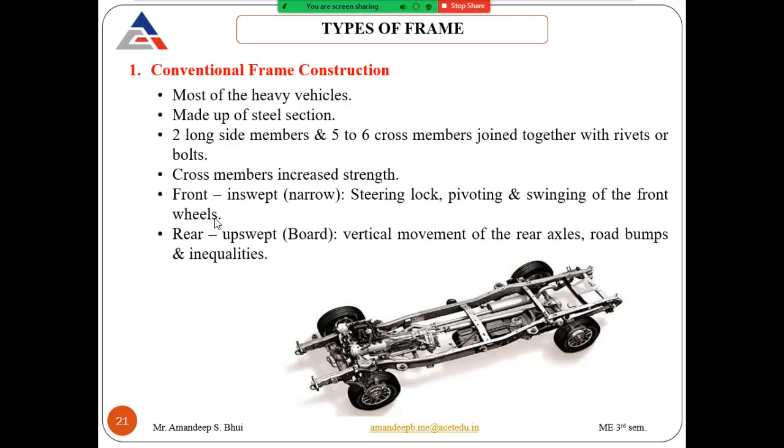of the front wheels, and the rear is upswept, that is, it is broader at the rear to withstand the vertical movement of the rear axles, plus to accommodate the road bumps and inequalities. So all these things are kept in mind. That is, at the front the distance between these 2 members is small, and at the back it is large. So these are the reasons why they are kept small and large, that is, inswept at the front and upswept at the back.